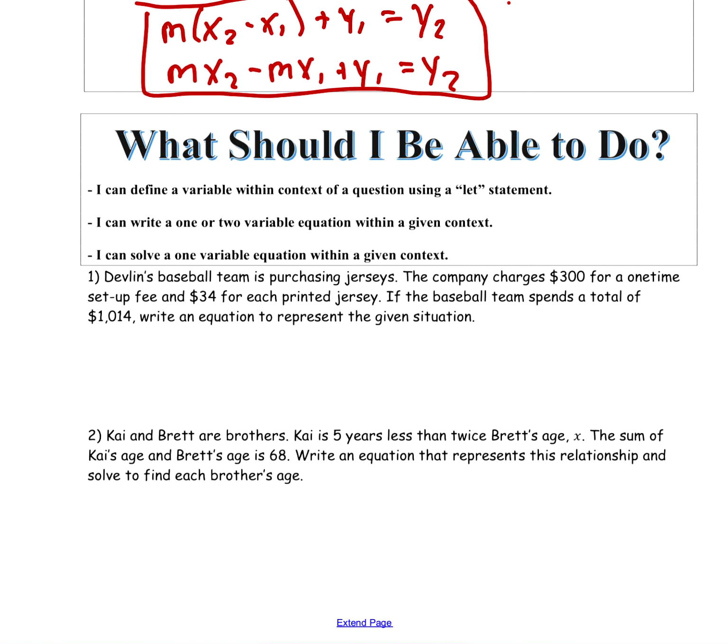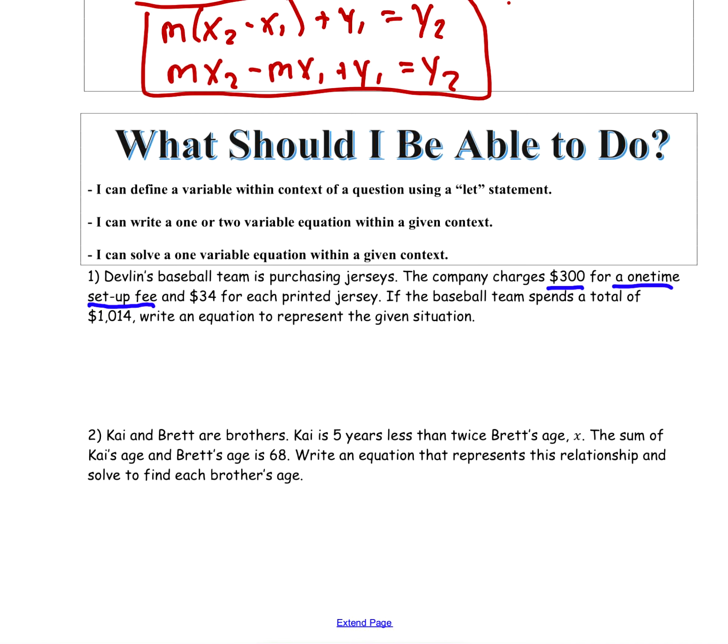Take a look at number 1. I want you guys to just write the equation for number 1. Pause the video, take 1 to 3 minutes, read number 1, and find its equation. So Devlin's baseball team is purchasing jerseys. The company charges $300. I like to underline all the numbers and their description for a one-time setup fee. That's important. One-time setup fee. So we're just charging that $300 just once.